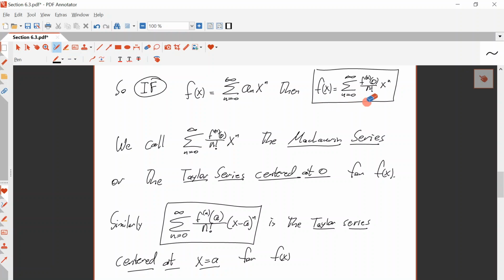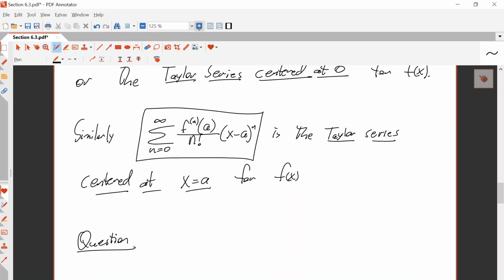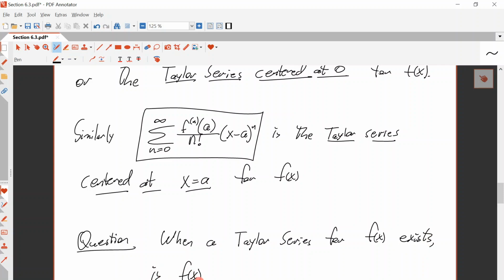Oh, I'm sorry, I shouldn't do this yet. So the question is, does the function equal its Taylor series? When the Taylor series for f of x exists, is f of x equal to it?